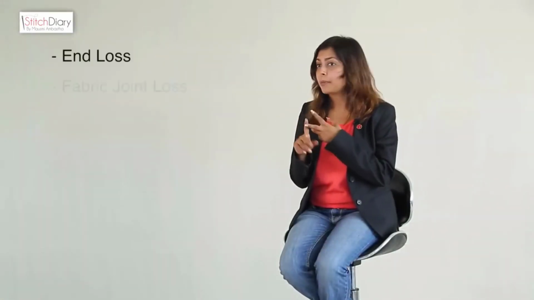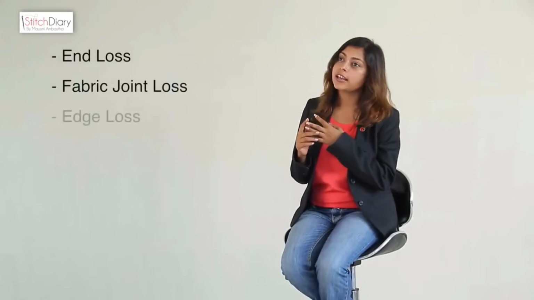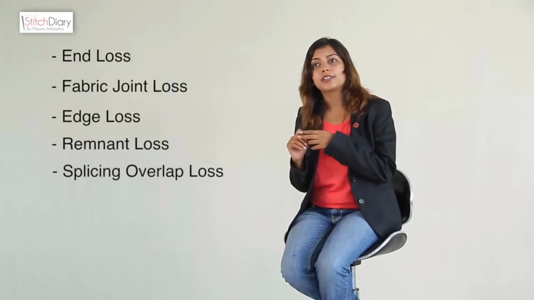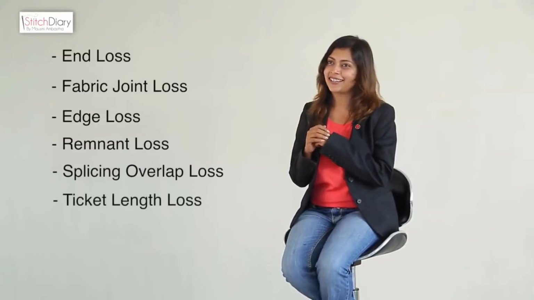In the last video, we understood about 8 fabric losses that are generally seen in a garment factory. The losses were end loss, fabric joint loss, edge loss, end-bit remnant loss, splicing overlap loss, ticket length loss, stickering loss, and cutting edge loss. In this video, we will understand the technique with which we can control all of these losses and improve fabric utilization in our factory. So let's get started.